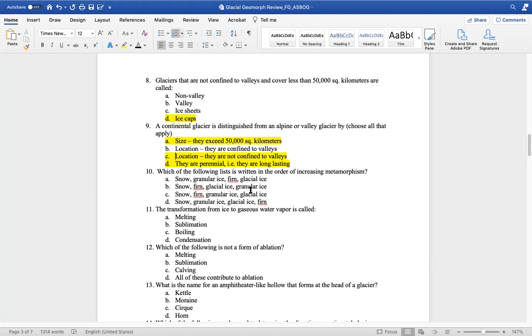So yeah, granular ice is the one that's odd. Granular ice, what it's referring to there is that it's starting to lose its particular snowflake appearance. It's starting to round off a little bit, but would still be recognizable as snow.